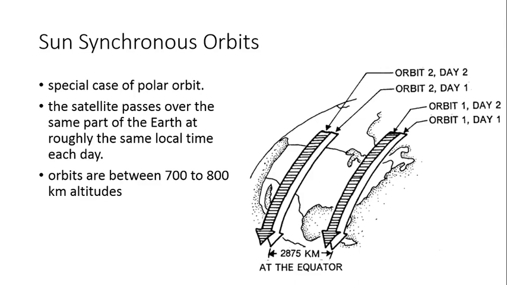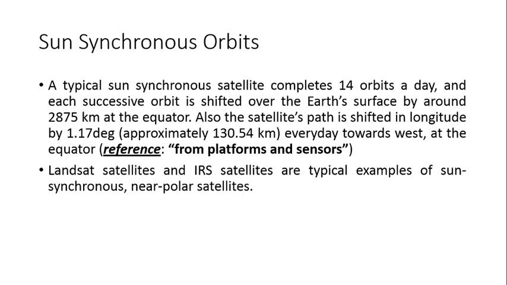As you can see here in the figure, there is a minor shift, but this shift varies day to day, and at a certain time the satellite again revisits. These are the main features of sun synchronous orbit. Some examples are the Landsat satellites and the IRS satellites, which are Indian Remote Sensing satellites.